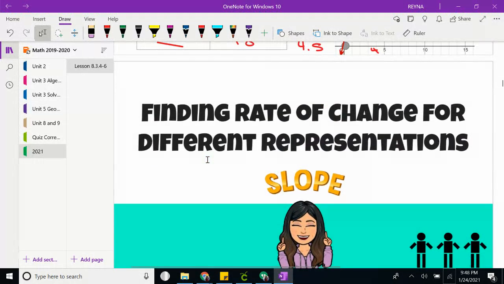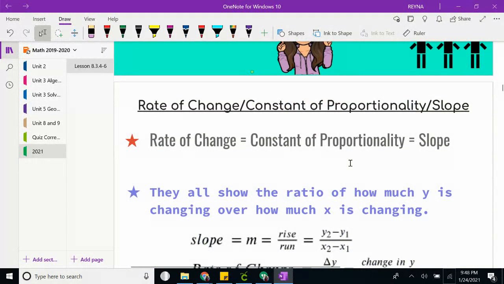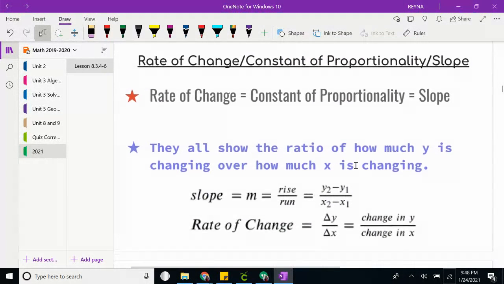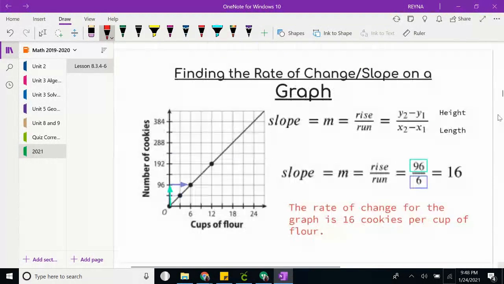Okay, so what does $4.50 represent? That actually represents slope. What is slope? Slope is the same thing as your constant of proportionality, which is the same thing as your rate of change. And it's like, okay, well, what does that mean? Slope, we normally say, is steepness. So how steep something is.